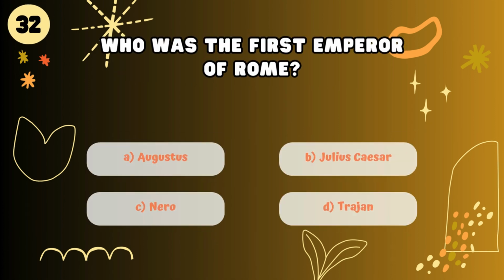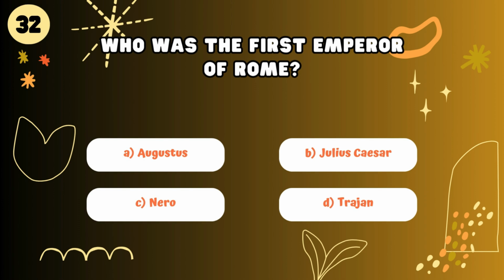Who was the first emperor of Rome? Augustus, Julius Caesar, Nero, Trajan. Answer: Augustus.